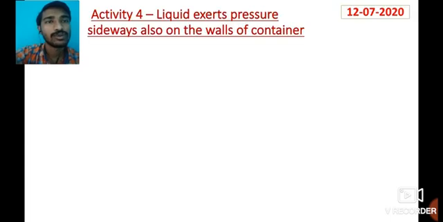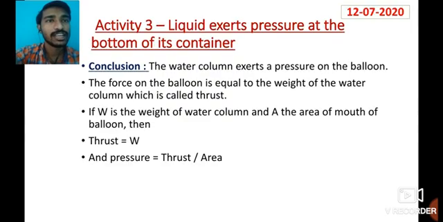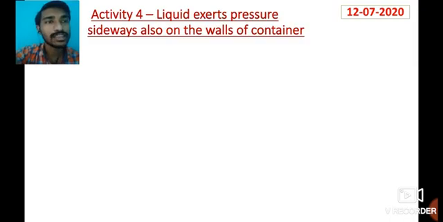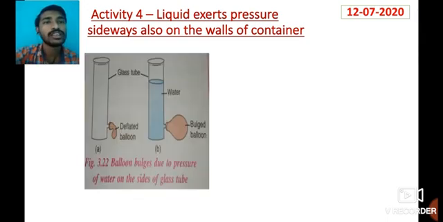So this is about the one activity. Let us go to the next activity. That means liquid exerts pressure sideways also, on the walls of the container. In the first one we studied that liquid exerts pressure at the bottom of the container, but in this activity we are going to study that liquid exerts pressure sideways also, on the walls of the container.